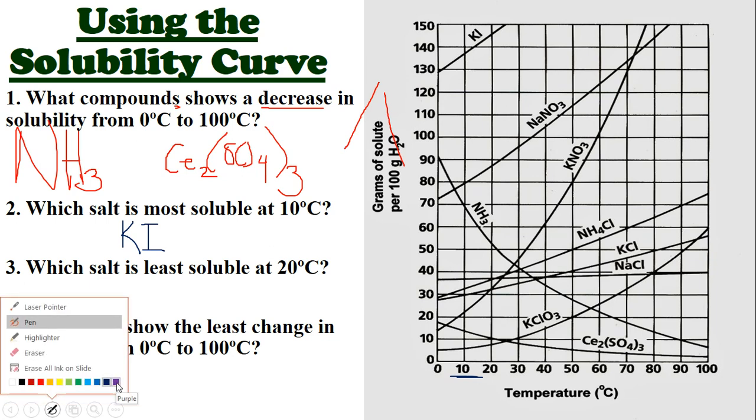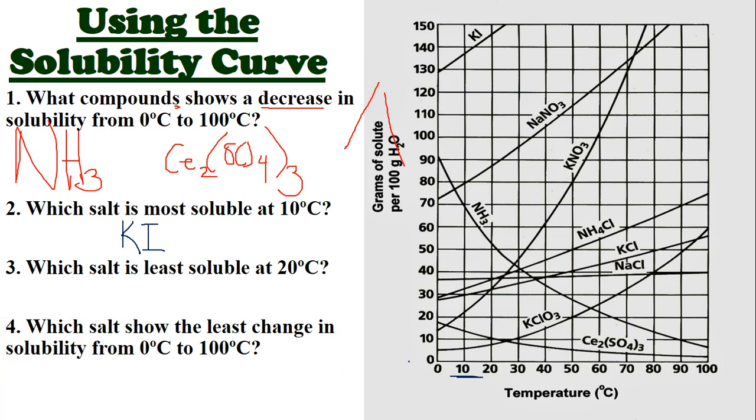All right, switch colors. I'll go to purple this time. This time it says which salt is least soluble at 20 degrees Celsius. That means at 20 degrees, we're going to go up and look for the first line we hit. We hit the line here, we follow it over, and we see it's KClO3. I hope everyone's following along right now. If not, pause the video, rewind it, look at it again. Maybe it will come to you.